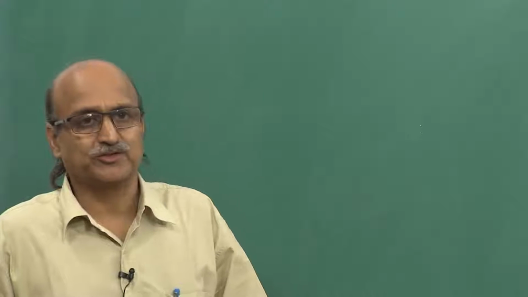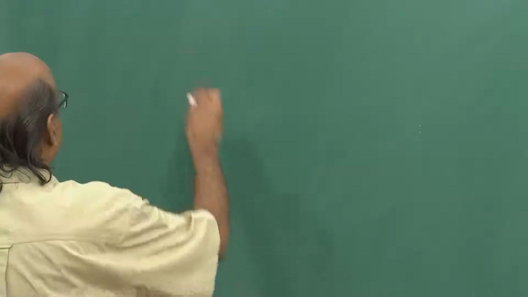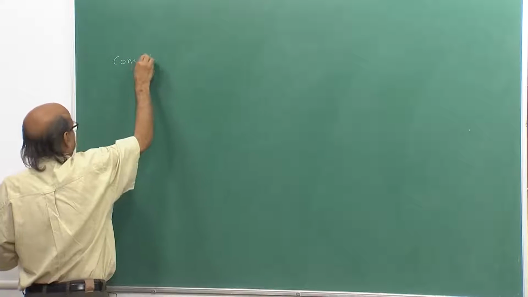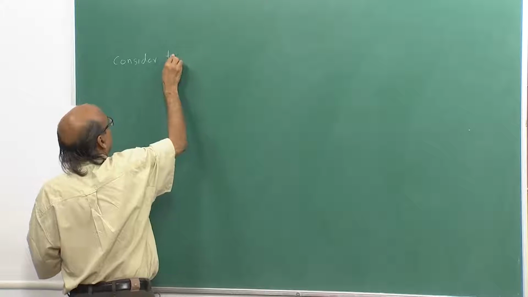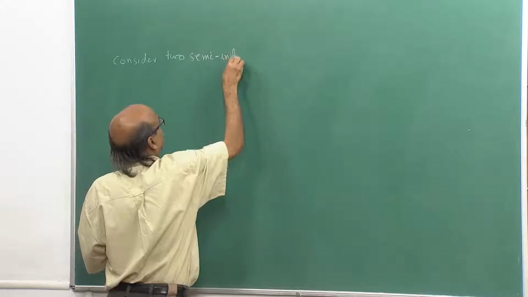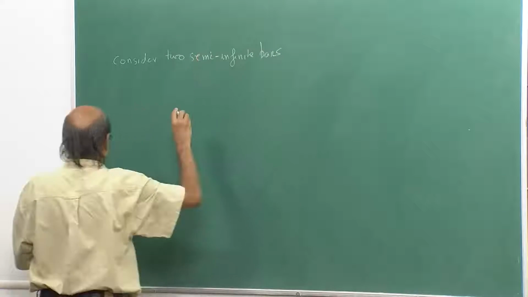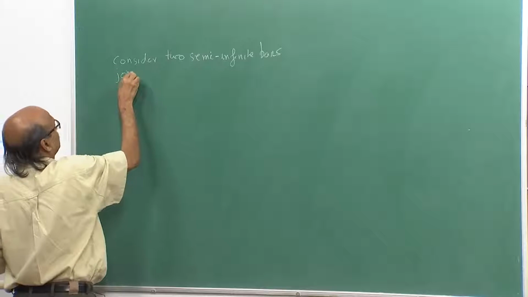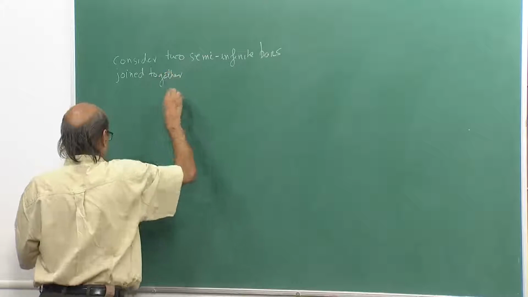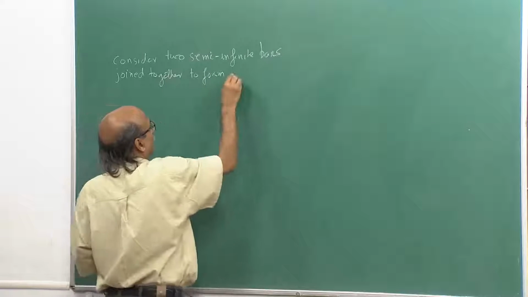So, continuing with our solutions to Fick's second law, let us consider the following case. Consider two semi-infinite bars joined together to form what is called a diffusion couple.